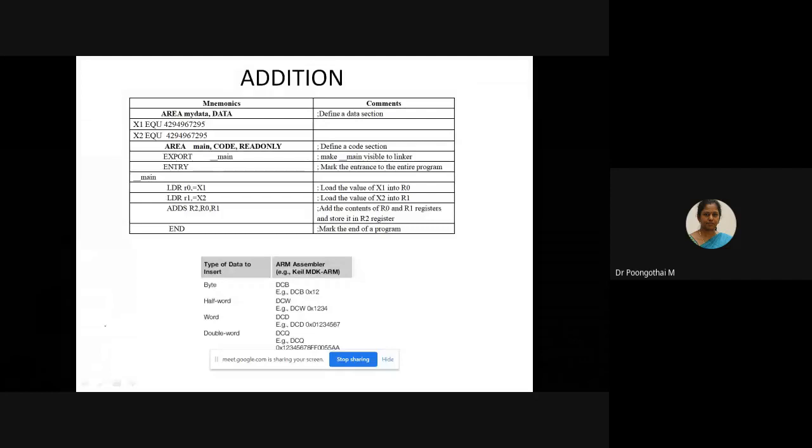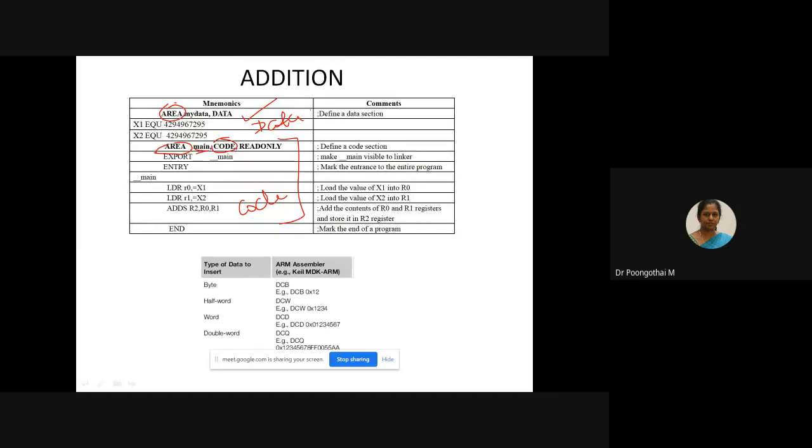So in this program, you can see your program is divided into two sections. One is the data section, the other one is the code section. In the code section, this AREA is one of the assembler directives. This assembler directive instructs the assembler to assemble a new code section or data section, based on this syntax.